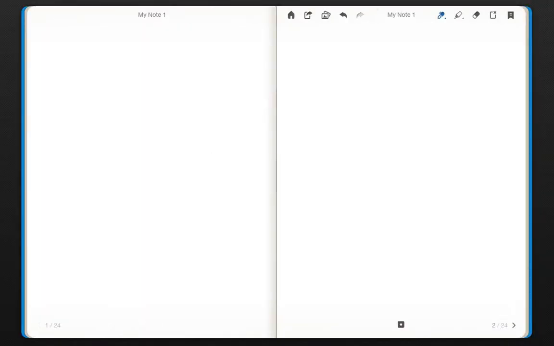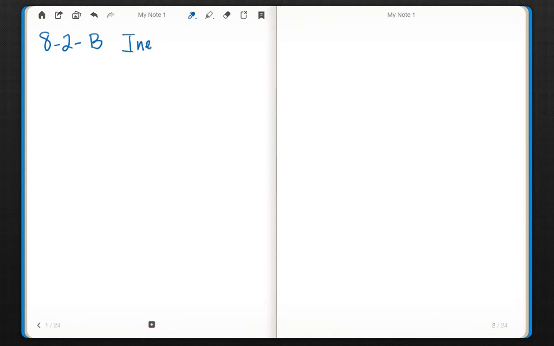All right, this is lesson 8.2b, Inequalities. So you'll need to have your notes out. Go ahead and write down this label. (8.2b) Inequalities. Now I want you to think about what that word means.